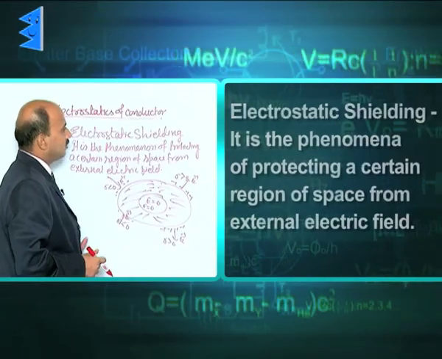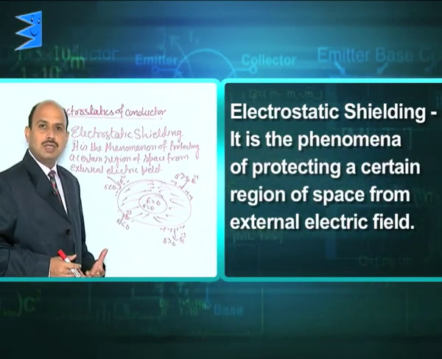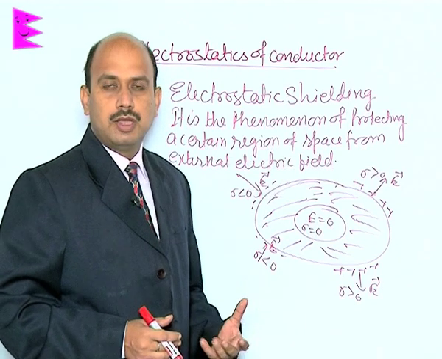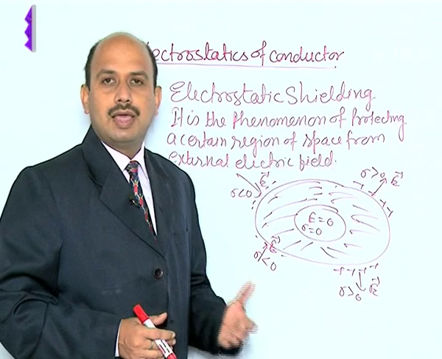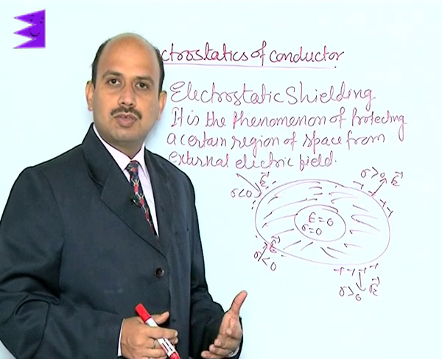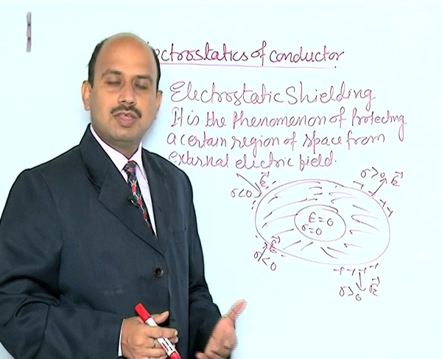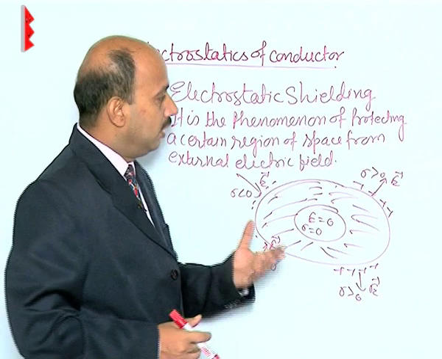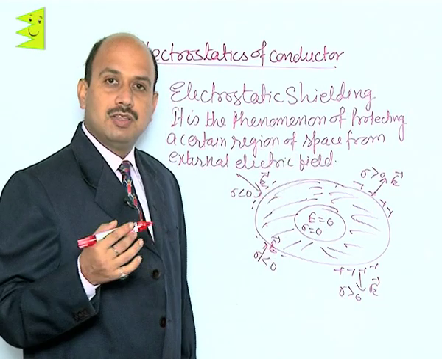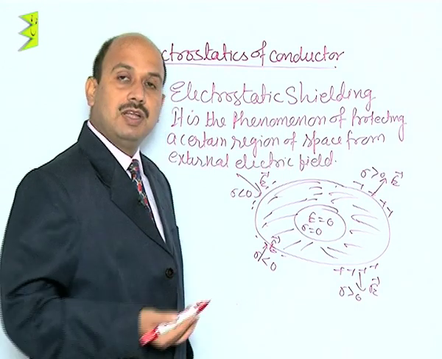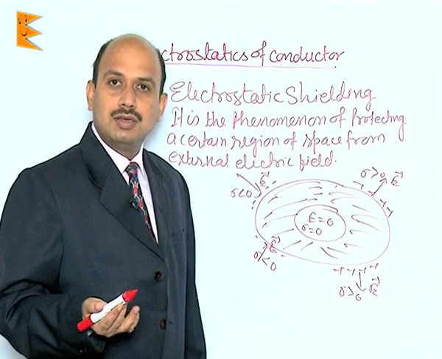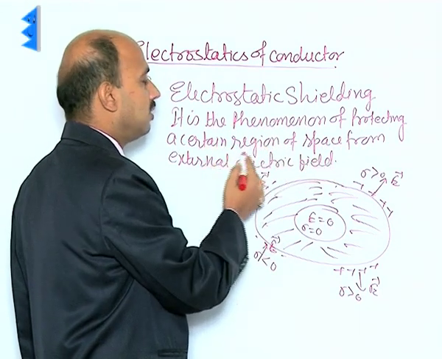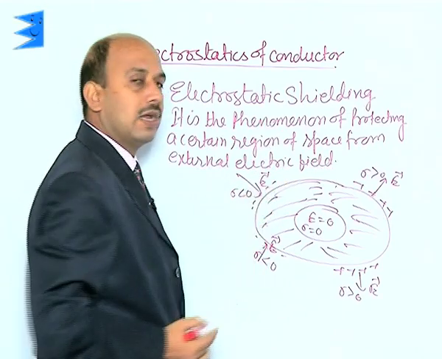So now see here, electrostatic shielding. What do we actually mean by electrostatic shielding? We know that inside a conductor the electric field is 0. It means inside a conductor we do not get any electric field. That means E is equal to 0, because the charge resides on the outer surface and there is no motion of the charges, which shows there is absence of electric field. So this concept where the electrostatic field is 0, we can shield that region from the electric field. So electrostatic shielding is the phenomenon of protecting a certain region of space from an external electric field.